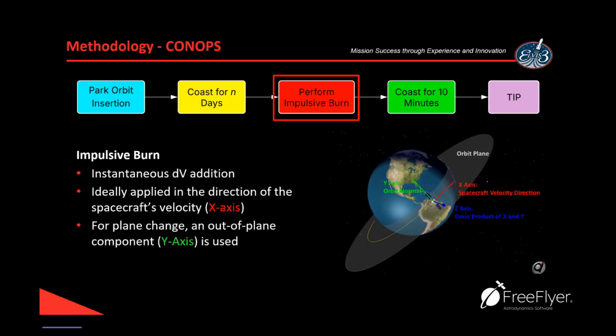So for an ideal delta V, or an ideal burn in general, you want to be burning in the direction of the spacecraft's velocity. But if you need to make some sort of out-of-plane correction, then you can use the out-of-plane component, which would be in the y-axis, but it's famously inefficient to do so. But that will come into play later on.